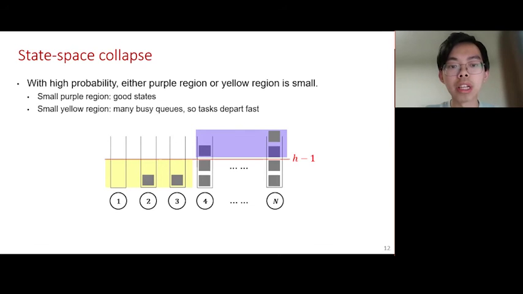On the other hand, when the yellow region is small, then the system is having a lot of busy queues. So there is no issue of load balancing, and tasks can depart the system very fast. And in this case, the job level delay will also be small. We utilize Stein's method and Lyapunov-Gibbs method to make this argument rigorous. And combining all the above arguments, we can complete a proof for our upper bound result.